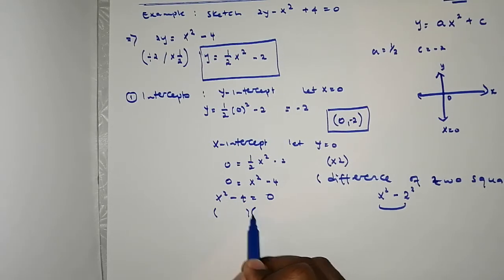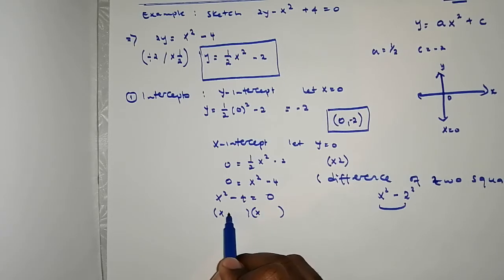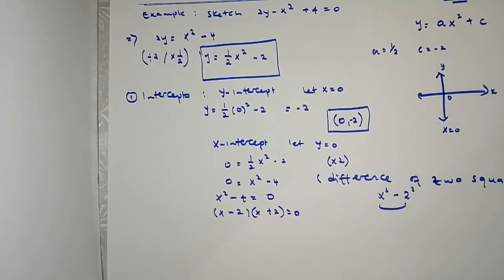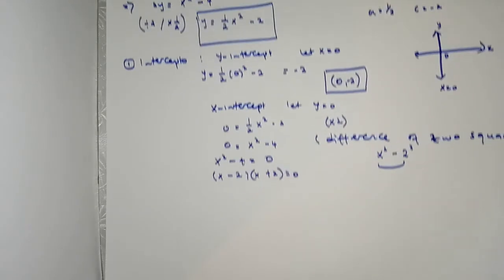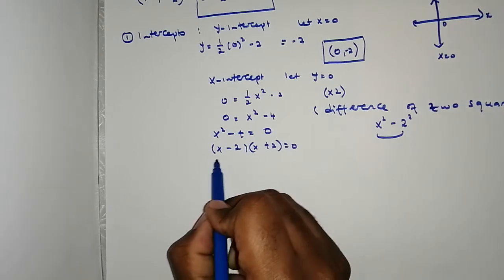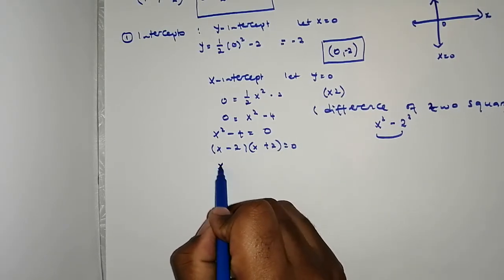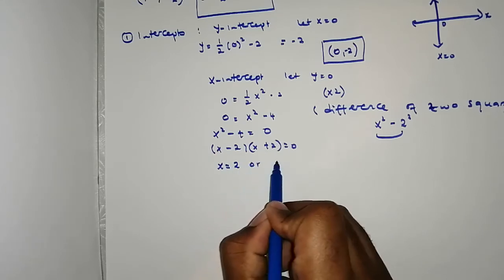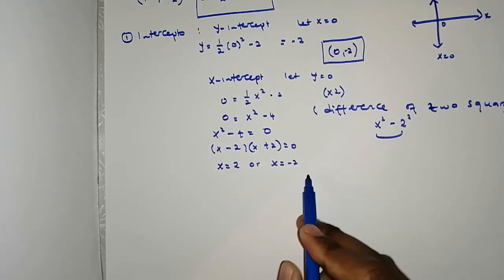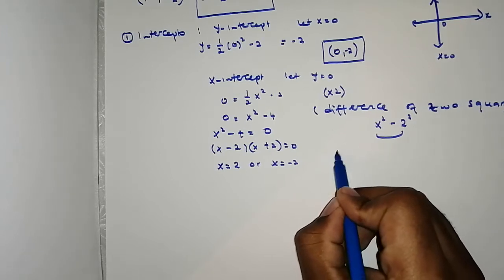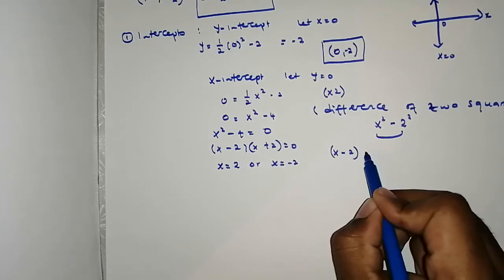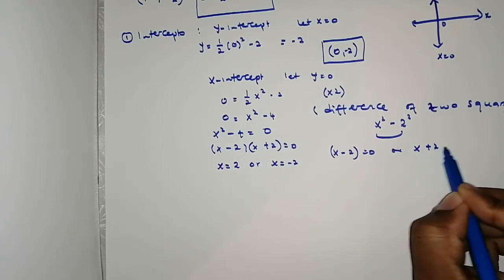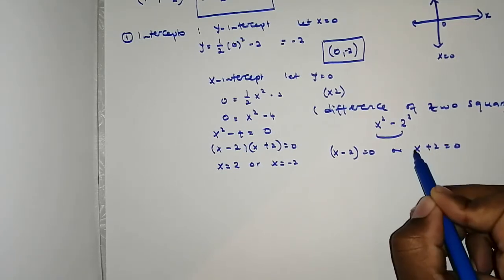So we're going to factorize: x minus 2 times x plus 2 equals 0. Now we'll find the x-intercept, but we don't leave it like this. x will equal 2, or x will equal minus 2. How we solve this is x minus 2 equals 0, or x plus 2 equals 0.